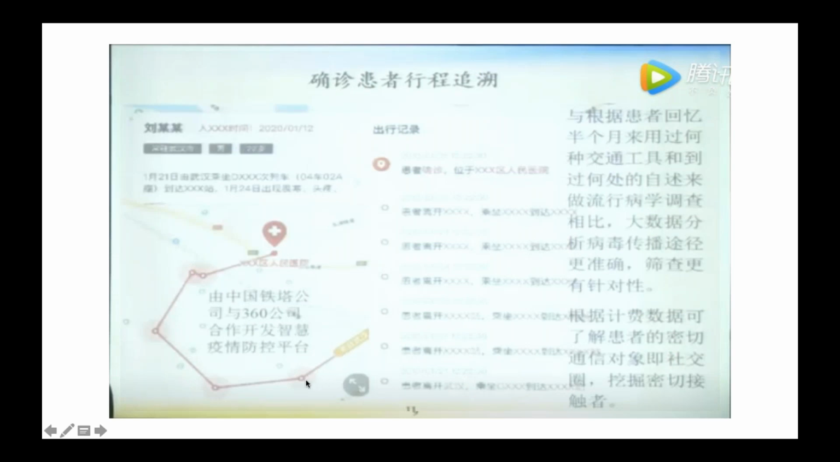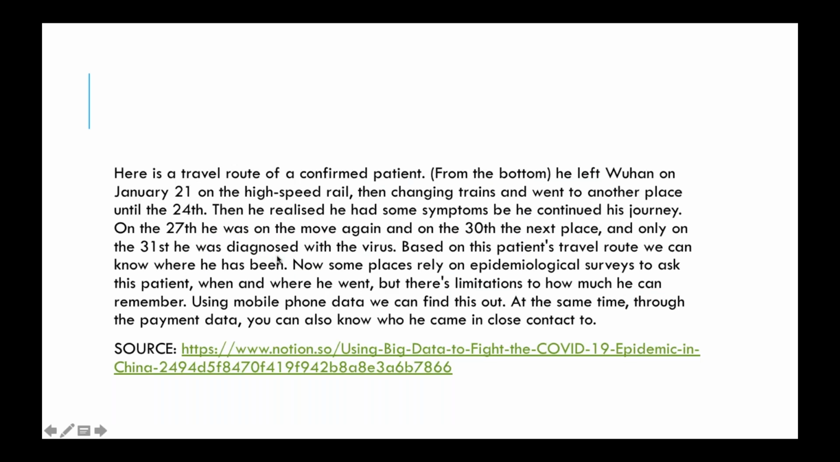So the person started here, at the bottom, in Wuhan. What we see is the travel route of a confirmed patient. The patient left Wuhan on January 21 on the high-speed rail, then changed trains and went to another place until the 24th. Then he realized he had symptoms but continued his journey. On the 27th he was on the move again, and on the 30th at the next place, and only on the 31st he was diagnosed with the virus. So based on this patient's travel route, we can know where he has been.